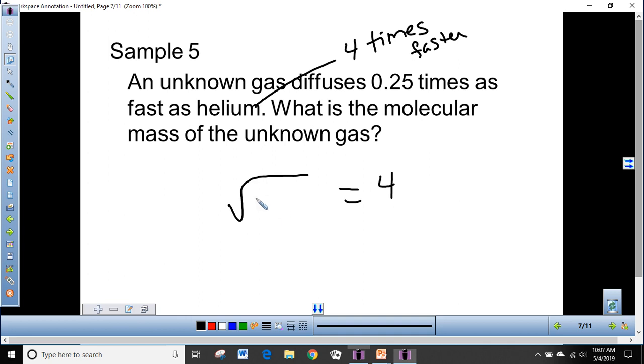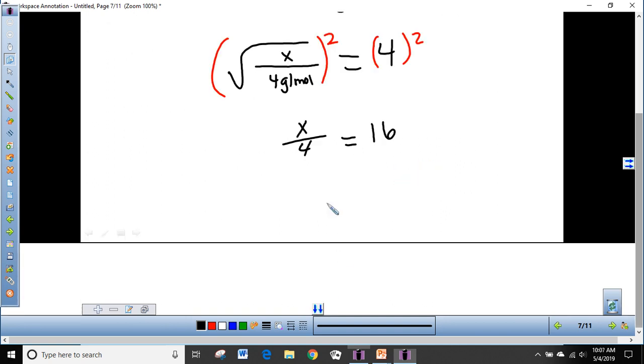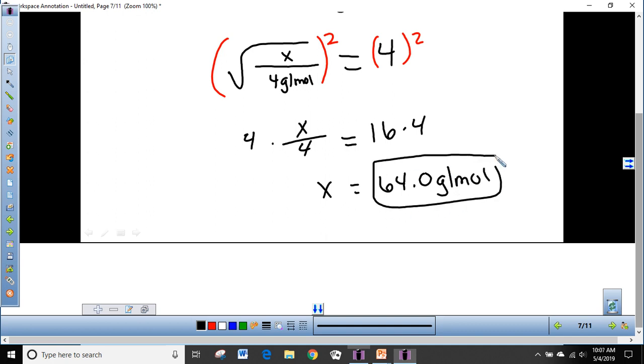And we've got helium. Helium is faster, so helium will go on bottom. That's 4 grams per mole. Unknown gas, we've got X on top again. So what are we going to do? Well, like before, we're going to square both sides. When you square this side, the square root goes away, so you have X over 4 now equals 16. So now multiply both sides by 4, and your X is 64 grams per mole. Alright, that's pretty much Graham's law.